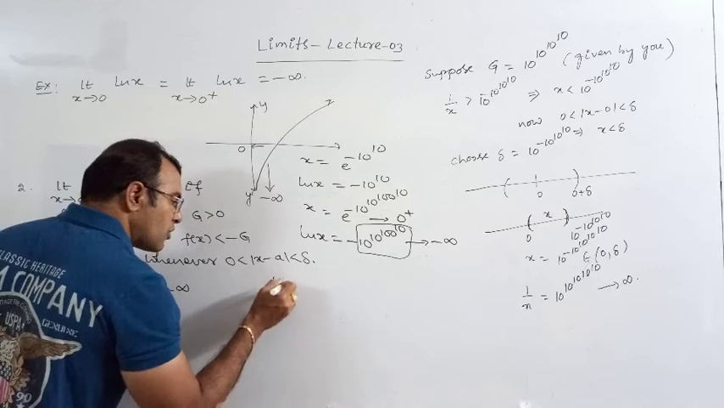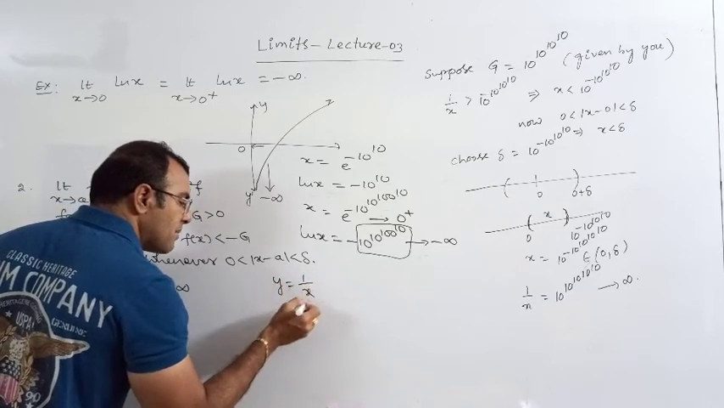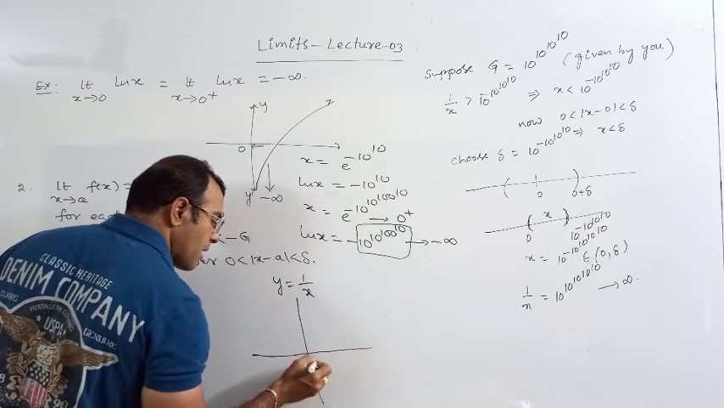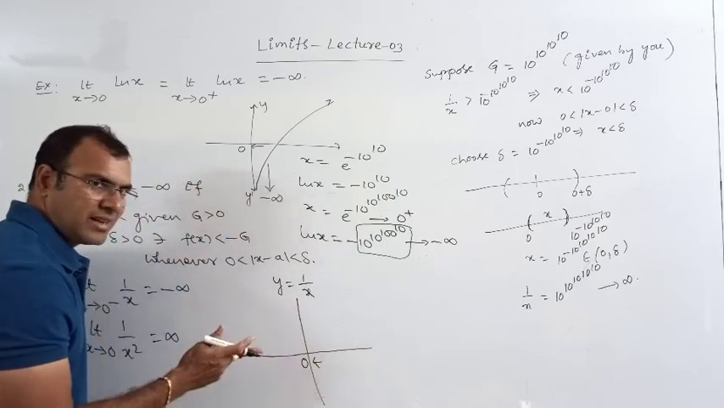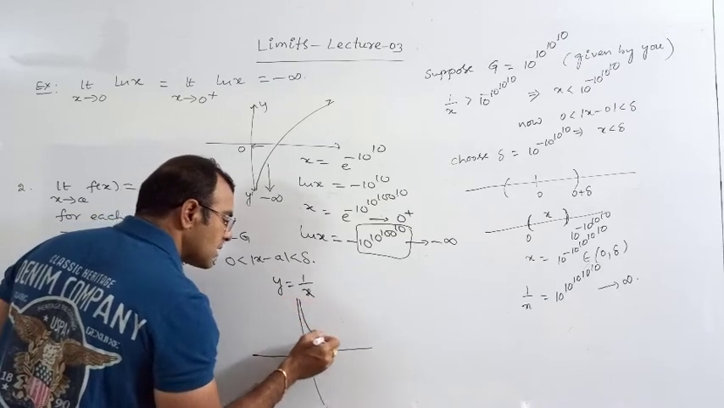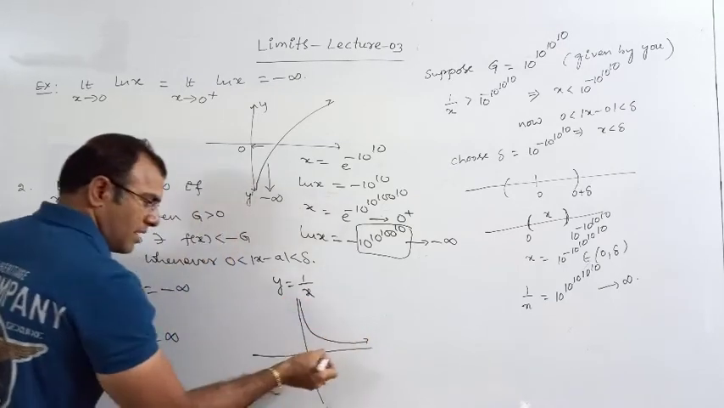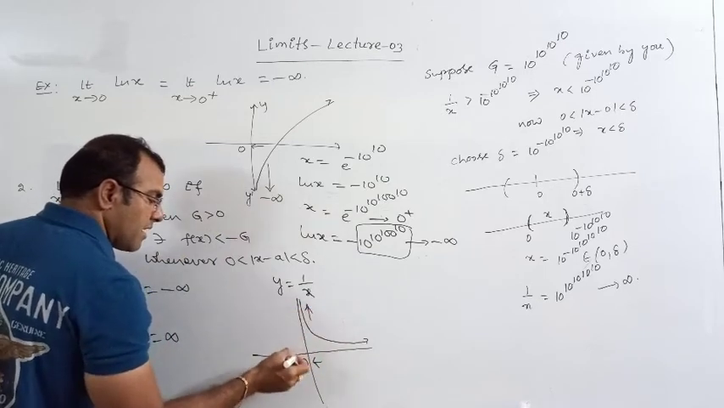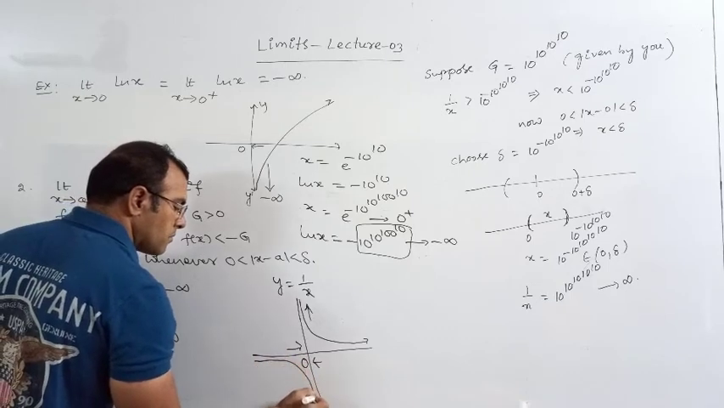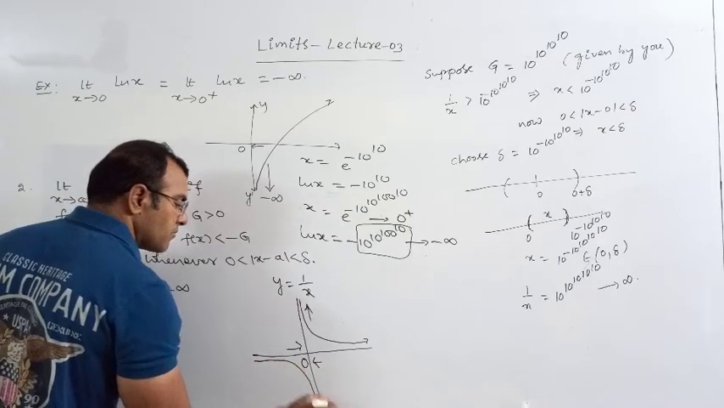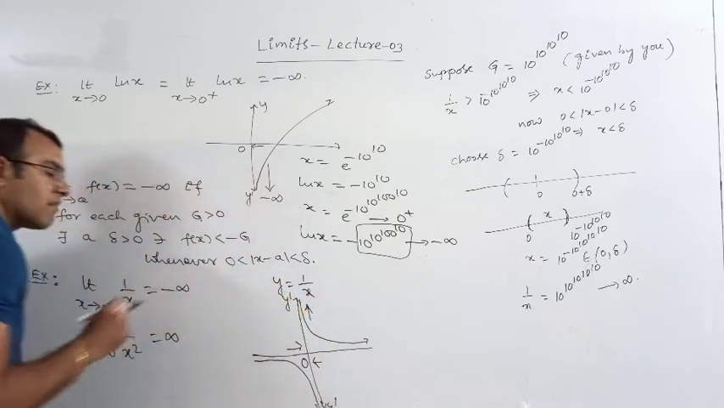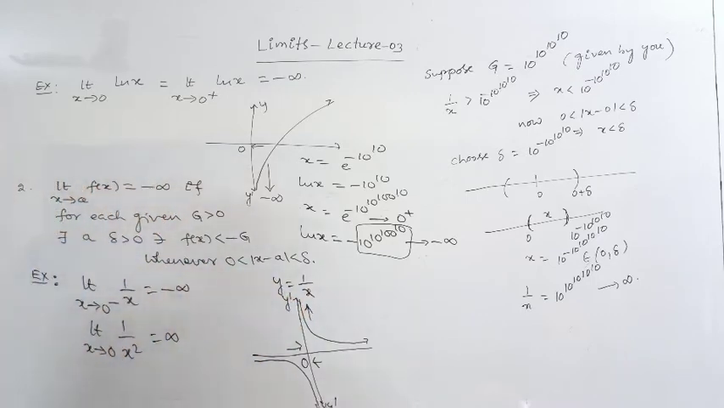So, y equal to 1 by x graph will be like this. When x tends to 0 plus, you are getting plus infinity. That I am writing here, this is the case. You are going upward. When you are approaching 0 from left side, you are getting down like this. So this is the graph of y equal to 1 by x.